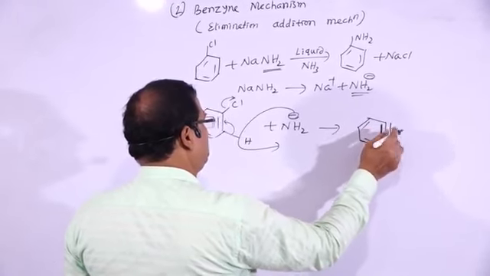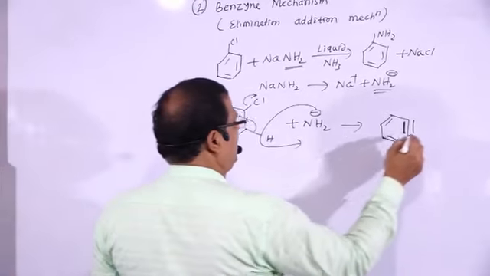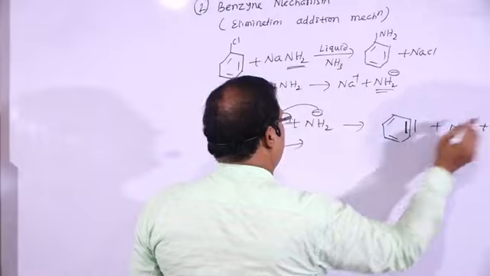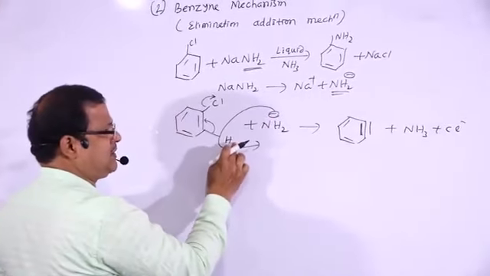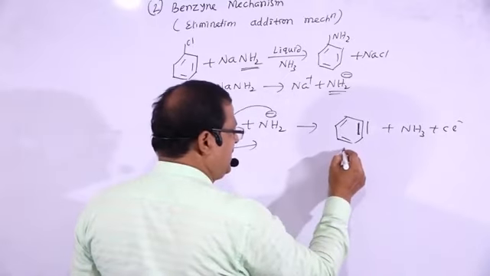sp2 hybridized carbon atoms, which have the ability to form a bond, that is NH3 plus Cl minus, NH2 minus, H plus, NH3, then Cl minus, that is benzyne.